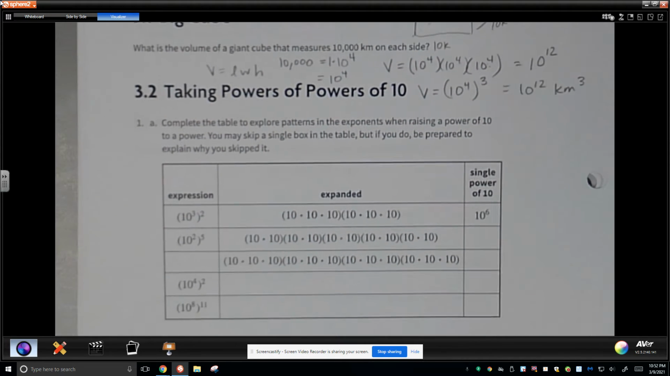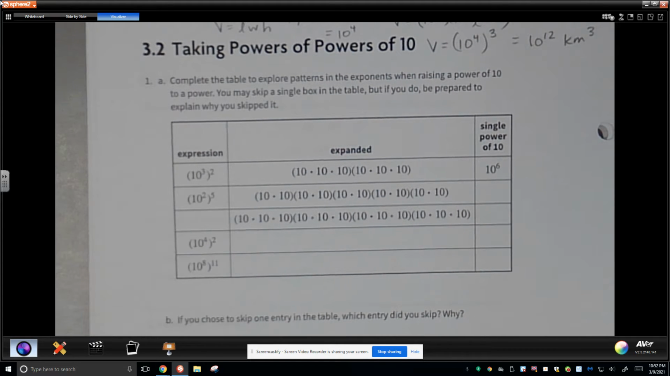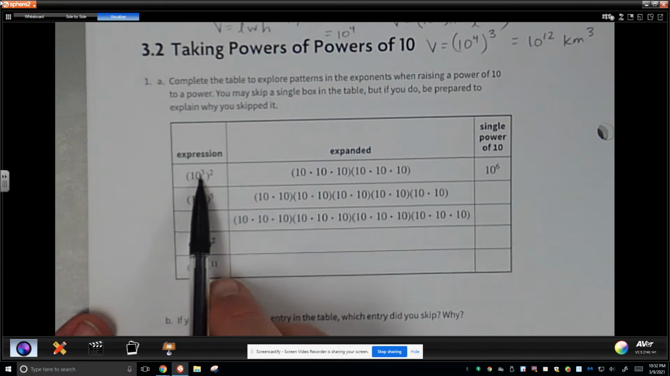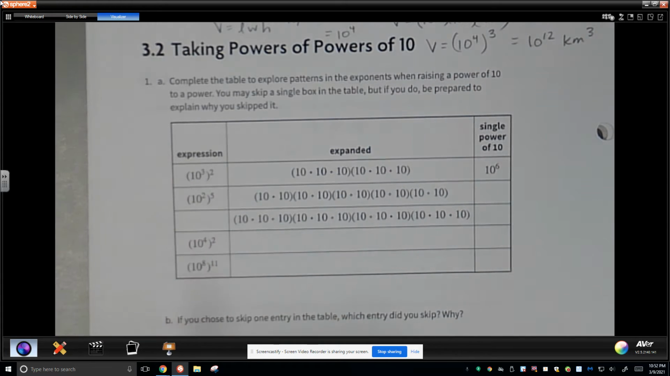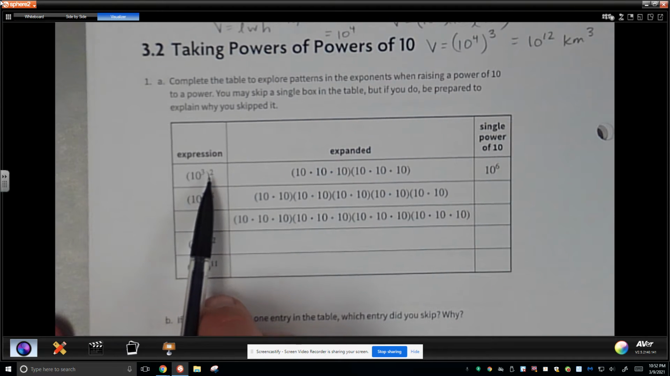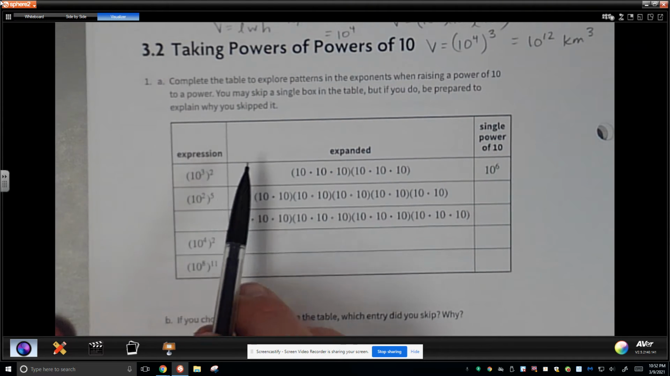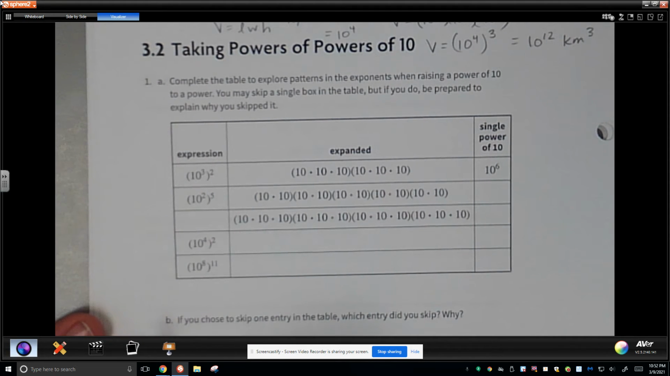Okay. Let's think about this next section right here. It says taking powers of 10. As we just talked about, a power of a power is taking the power out here and raising another power inside of the grouping to a larger power. So when we say a power of a power, it means that we're going to take an exponent times an exponent. Your job here is to complete the table to explore patterns in the exponents when raising a power of 10 to a power. You may skip a single box in this table, but if you do, you have to be prepared to explain why you skipped it.